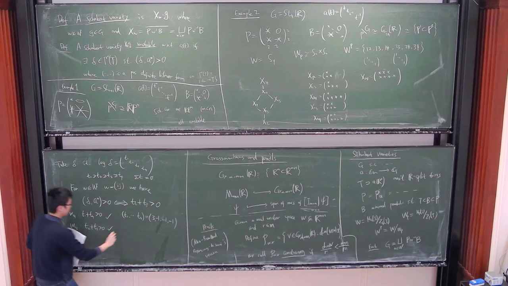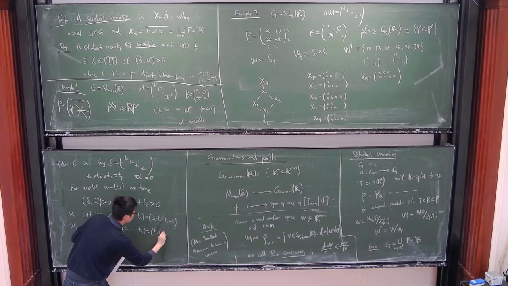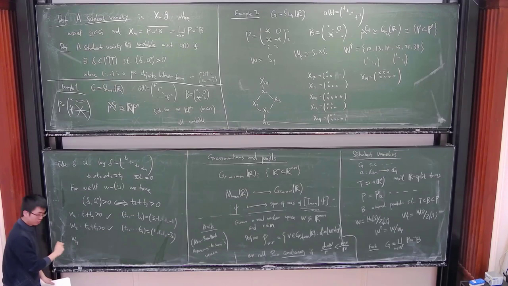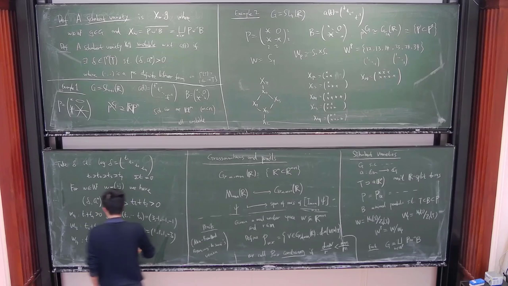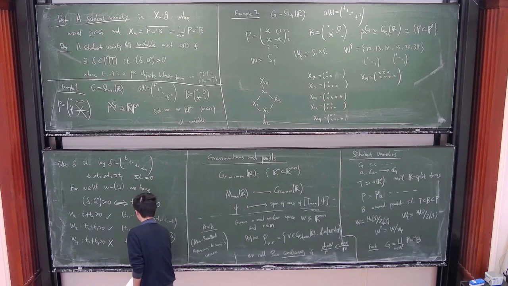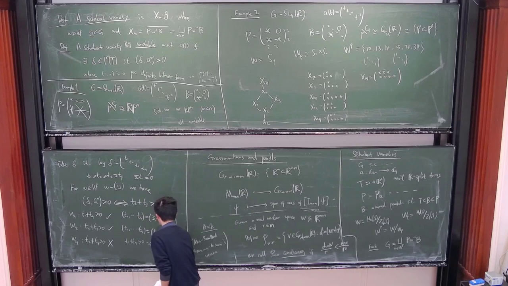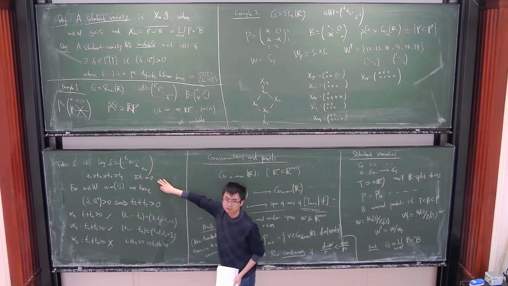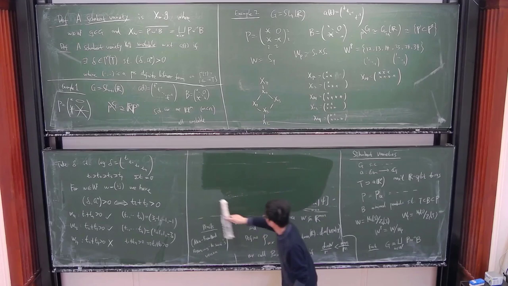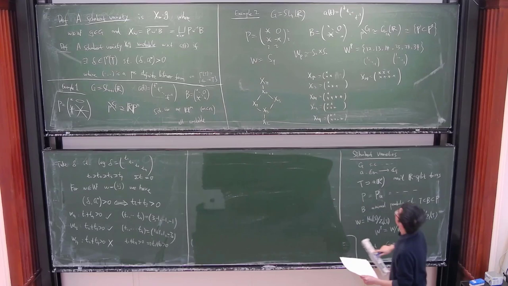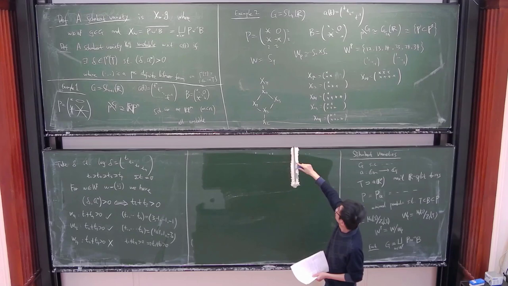So can we find such a delta? The answer is still yes. Okay, however, if you take (2,4), then it's impossible. You can no longer find such a delta. Because if T2 plus T4 is positive, then this will imply T1 plus T3 is also positive. Then this contradicts the fact that the sum is 0. Then we know that the bottom four are unstable, while the top two are not unstable.